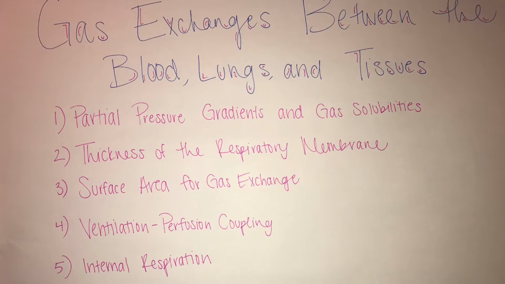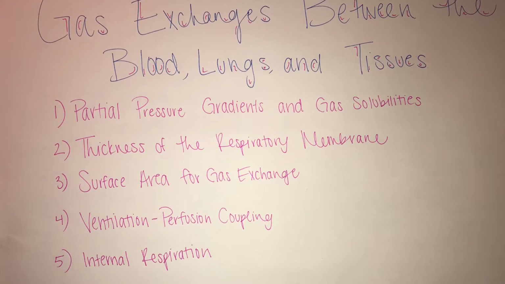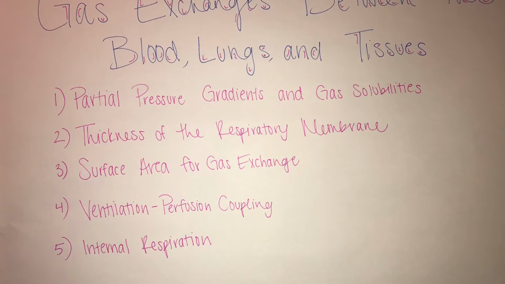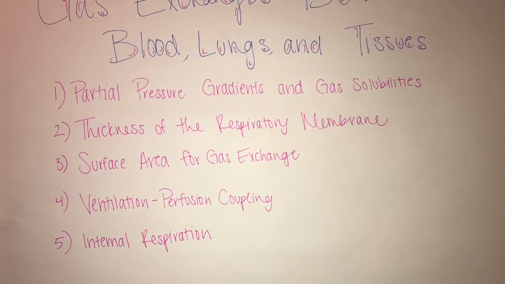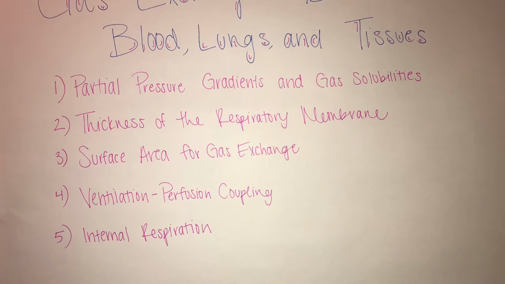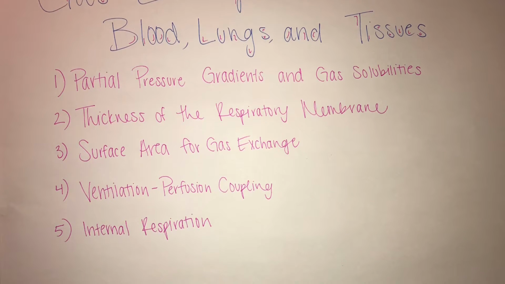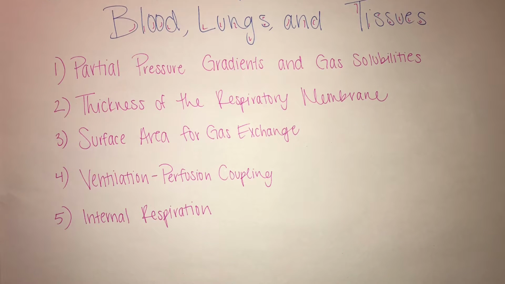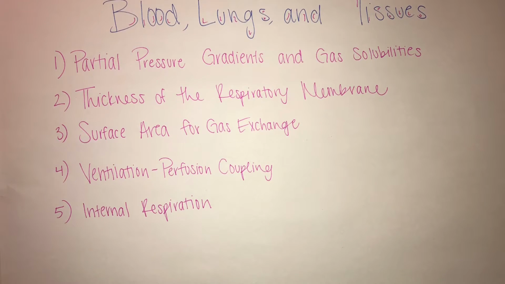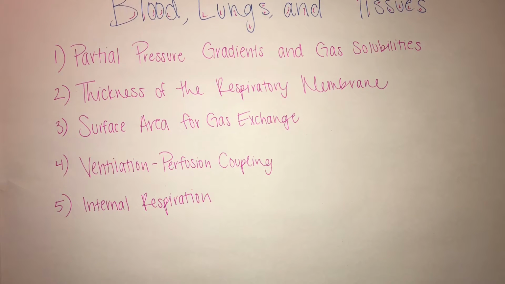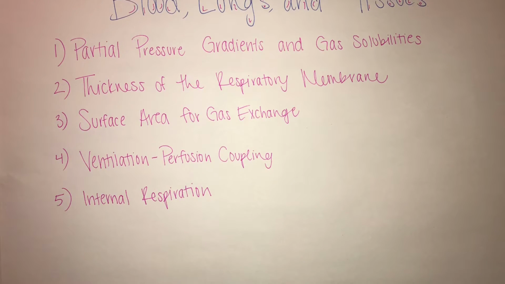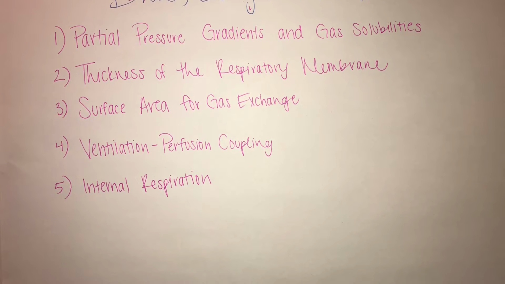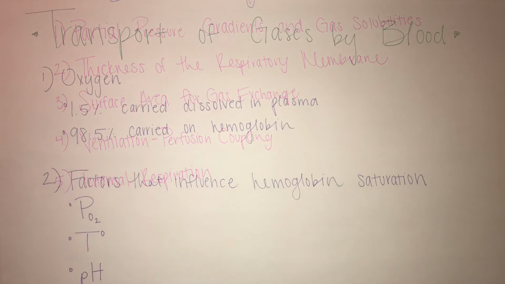Gas exchanges between the blood, lungs, and tissues. There are partial pressure gradients and gas solubilities. Then there's thickness of the respiratory membrane, which can affect pulmonary gas exchange. The surface area for gas exchange: when there's more surface area, there's more gas exchange. Ventilation-perfusion coupling is how the respiratory system adjusts according to oxygen. Internal respiration is capillary exchange in the body tissues.